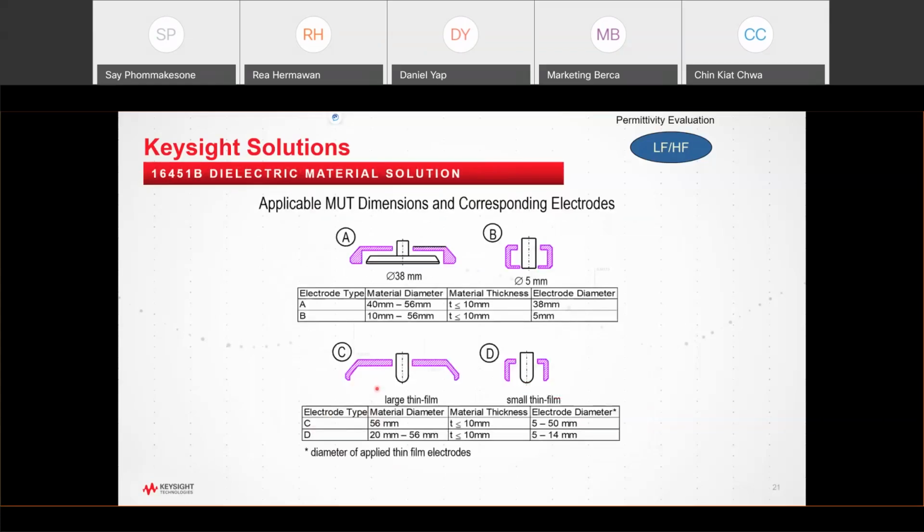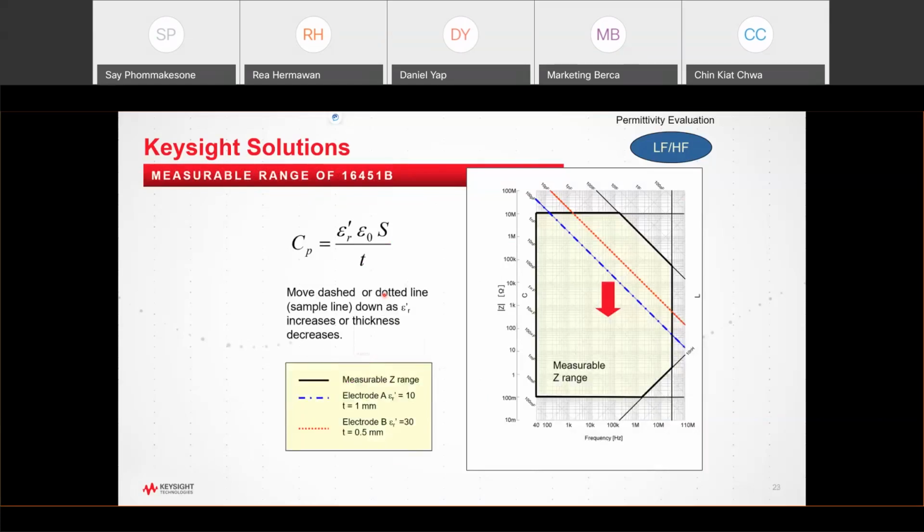Okay, so this fixture comes with 4 different measurement probes. It depends on your sample thickness or your sample size, so you choose the most appropriate fixture for your materials. We also give you a range of where the measurement is possible, because this measures capacitance. The black solid line is where the measurement is accurate. If you are outside this black solid line, then your measurement is not accurate.